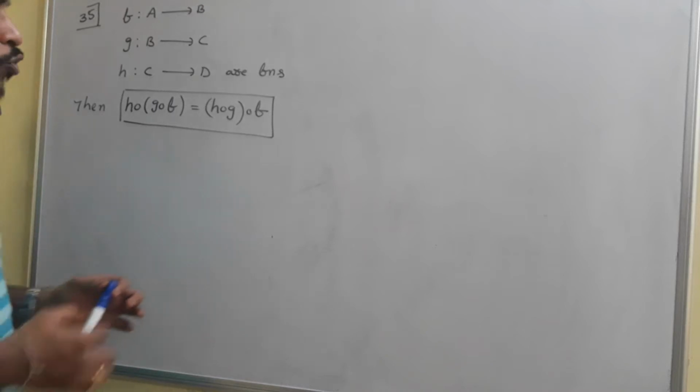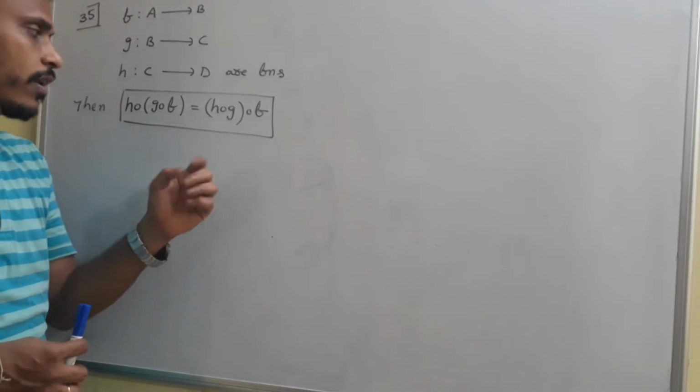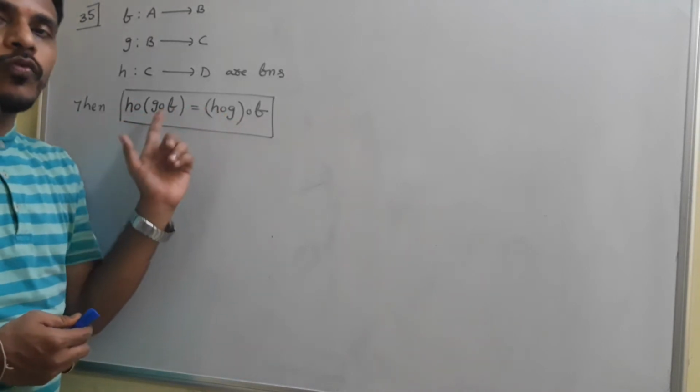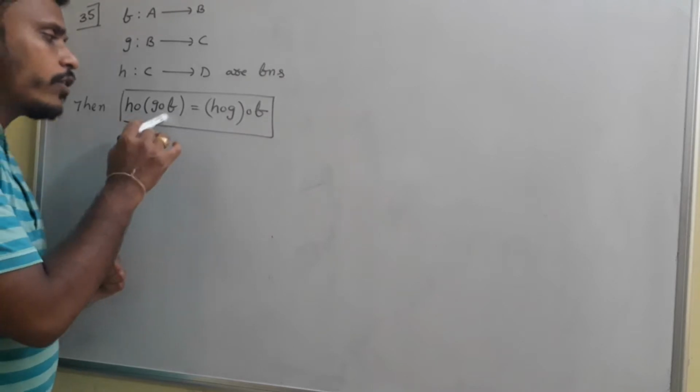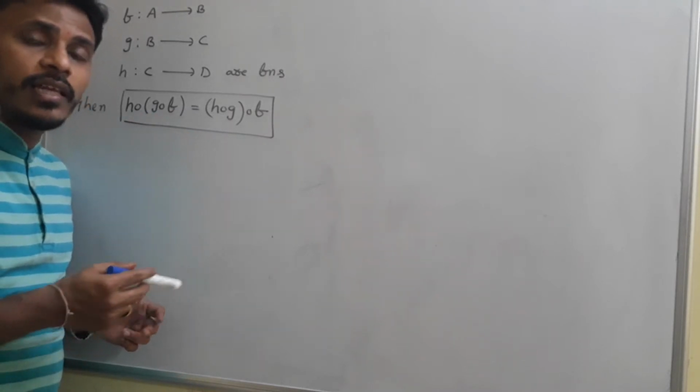f: A to B, g: B to C, h: C to D are functions. We need to show that h circle (g circle f) is equal to (h circle g) circle f. Okay, we need to show these two functions are equal. How can we say these two are equal? Just by observing their domains as well as their range.